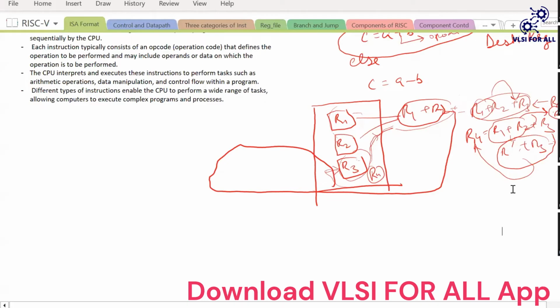So the concept which you need to understand here is that every register in a register file can be used as an operand and also as a destination register. So whatever result comes back in the destination register can be used as data or as an operand for our next instruction.